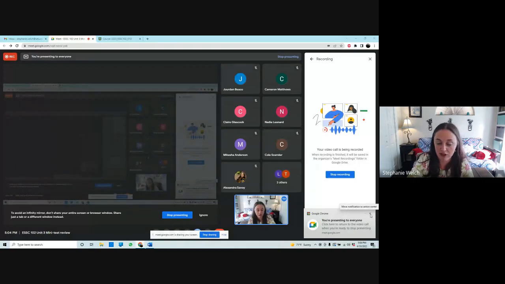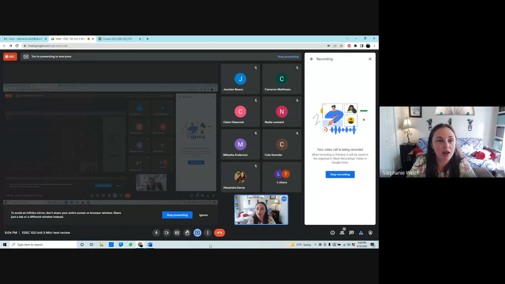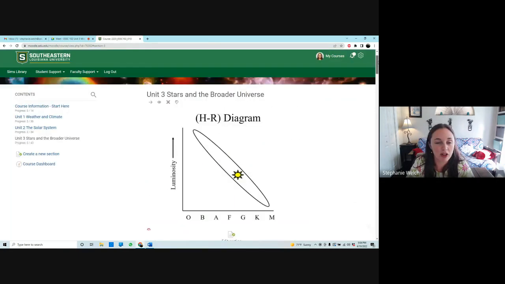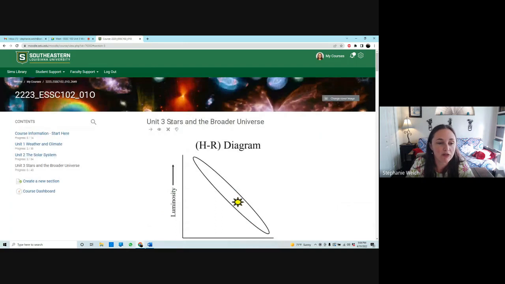You see the infinity loop we get stuck in every time we do this, all the good things. So first, while I'm doing the share screen, I wanted to show you, here's the Moodle page. I already pulled up Unit 3 for the class.